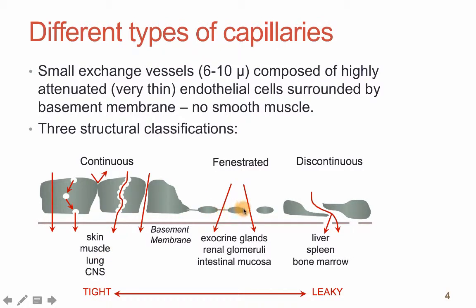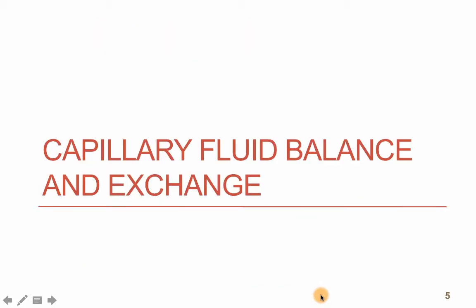As we move into the fenestrated types of capillaries found in exocrine glands, renal glomerulus, and intestinal mucosa, these capillaries are much more permeable to water and electrolytes. However, they still do not permit protein to cross the capillary barrier. And finally, we have the discontinuous capillaries, such as found in the liver, spleen, and bone marrow, and these are very leaky capillaries.